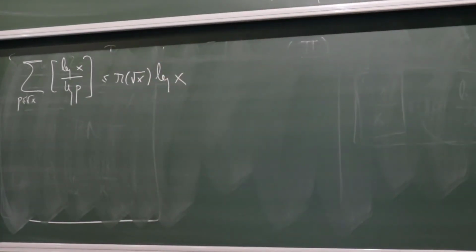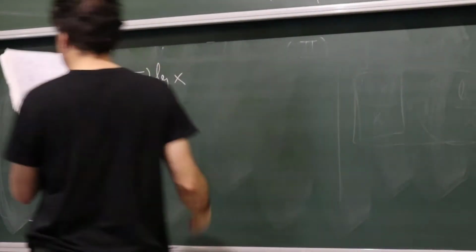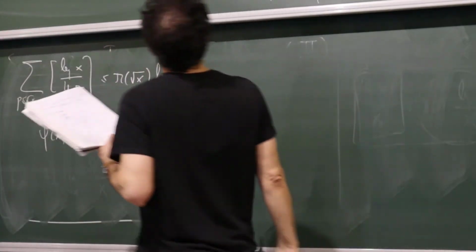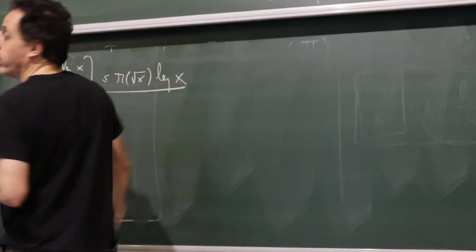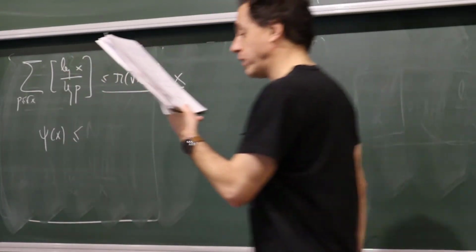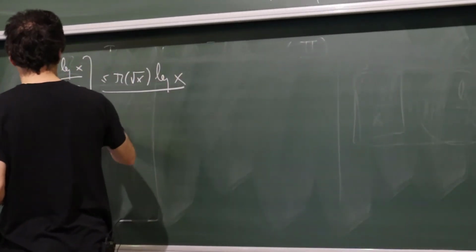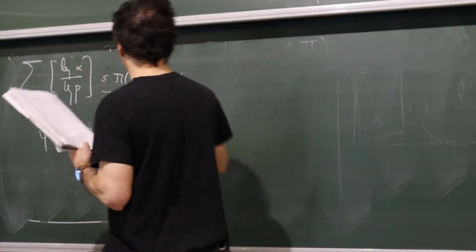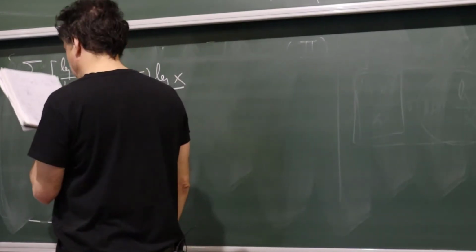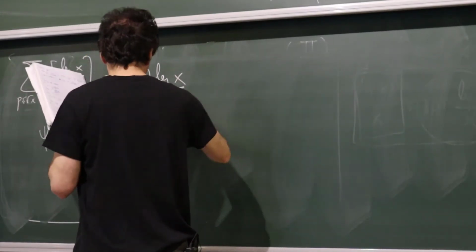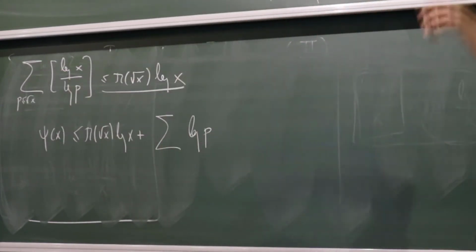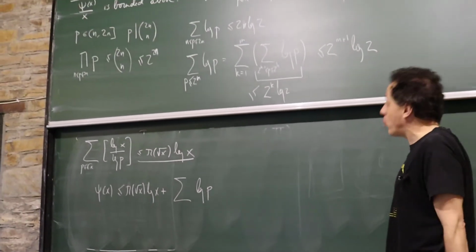So this is a part of these terms there, okay? And the rest, so finally you have that psi of x is smaller or equal than these terms here, this first part of the terms here, pi of the square root of x log x, plus the rest of the terms, sum of log p, all the terms would be, in this case, the integral part would be equal to 1.